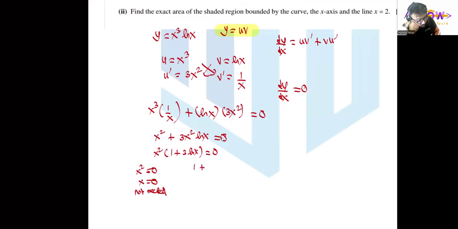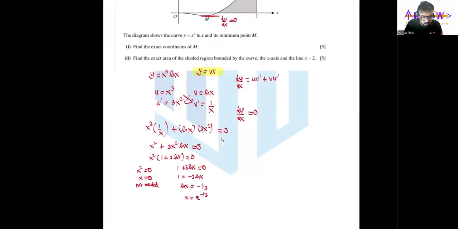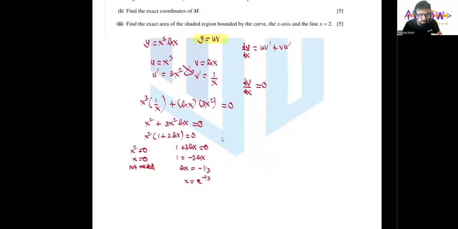Okay, so 1 plus 3 ln x will be equated with 0. So 1 equals minus 3 ln x. This means that ln x equals 1 divided by minus 3, meaning minus 1 over 3. So x will be equal to e raised to the power of minus 1 over 3. This is the x coordinate of M in an exact form. Okay, so x equals e raised to the power of minus 1 over 3, and we need to find the corresponding value of y as well, and for that purpose I'm going to substitute this into the equation of the curve.